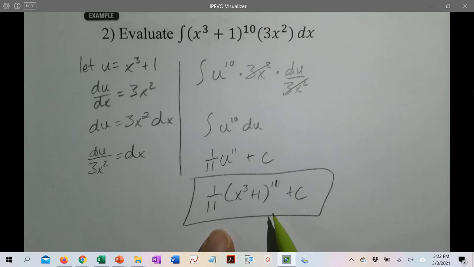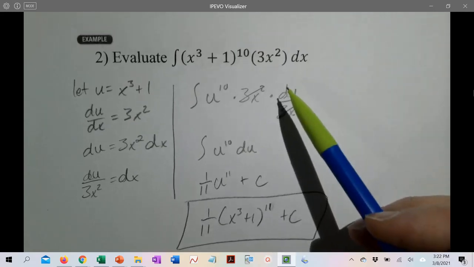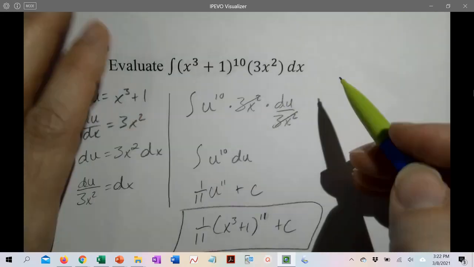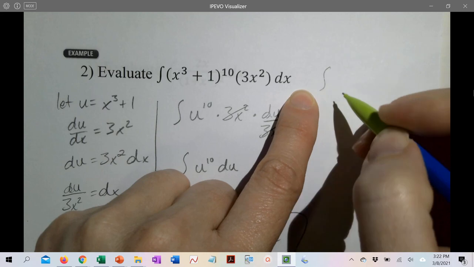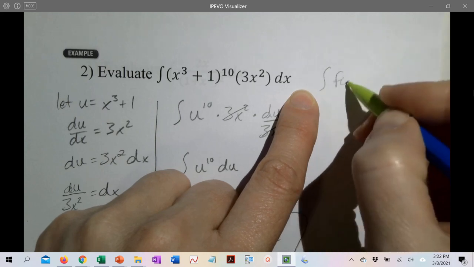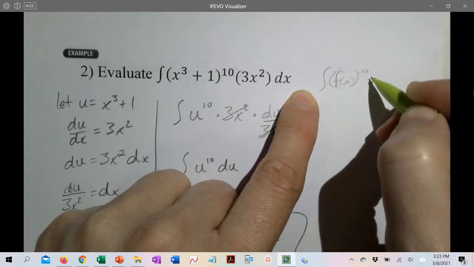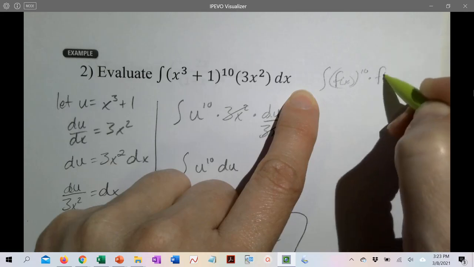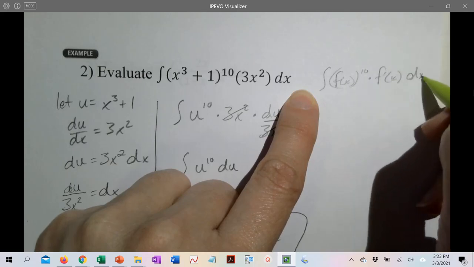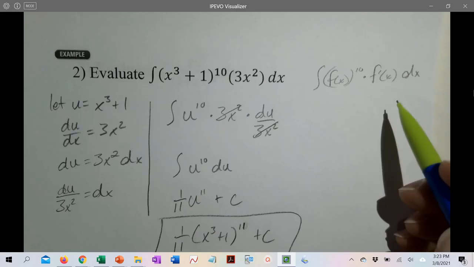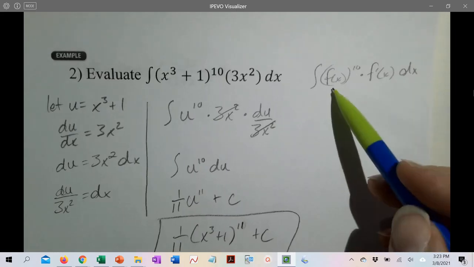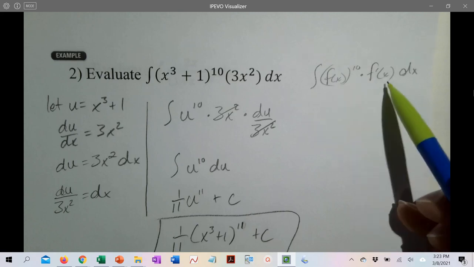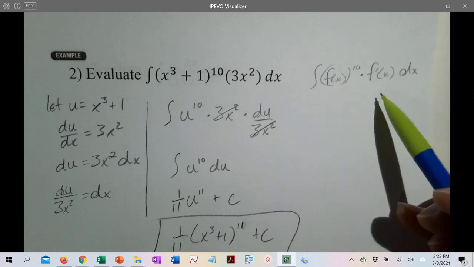So what I wanted to mention here is that if you look closely at this function, you might recognize, and it's useful if you can recognize this, that this function is actually saying the integral of f of x to the 10th power times f prime of x dx. And that's often a clue that you're going to need to use u substitution when you're doing an integral, if you can see that you have a function and its derivative all within the same problem.